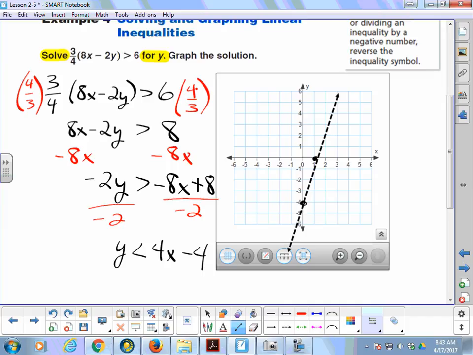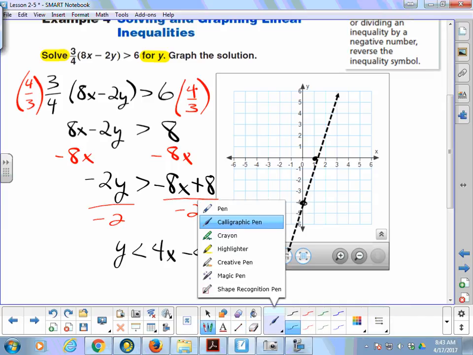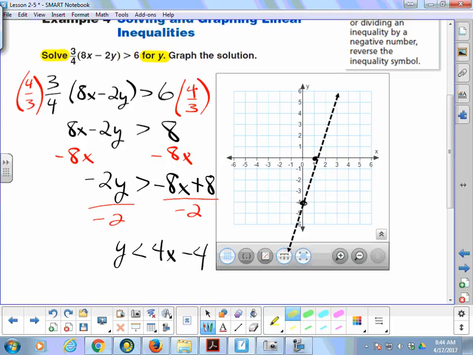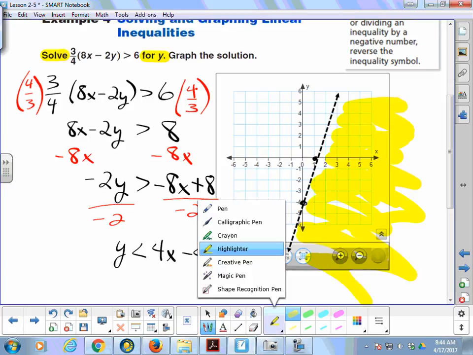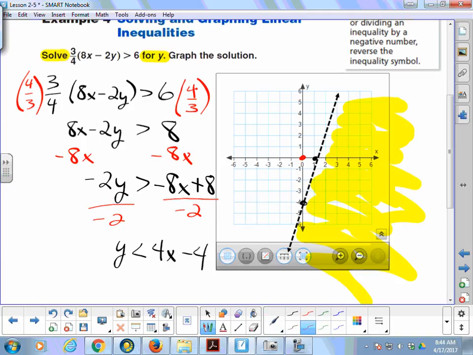And once again, we've got to check our shading. So when you check for your shading, we have to go back to the original. Now, I know because this says less than that I'm going to shade below the line. I know it's going down here. That's below the line. But being the good student I am, I'm going to check the origin to make sure it's a true statement there.